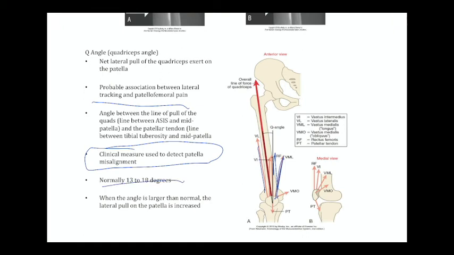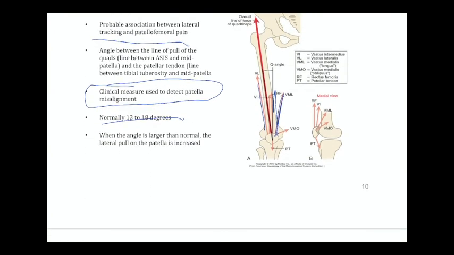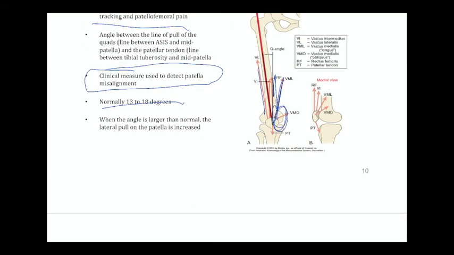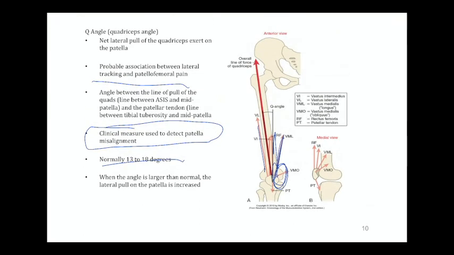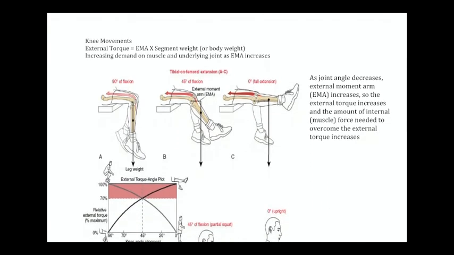Normally it's about 13 to 18 degrees, and when the angle is larger than normal, the lateral pull on the patella is increased, which can help dislocate it out of the way. That's usually caused by weakness on the medial side, maybe, or an injury, something like that. Once again, there's not going to be a lot of questions on the test about Q angle. It's more something you might hear talked about in clinical spaces.